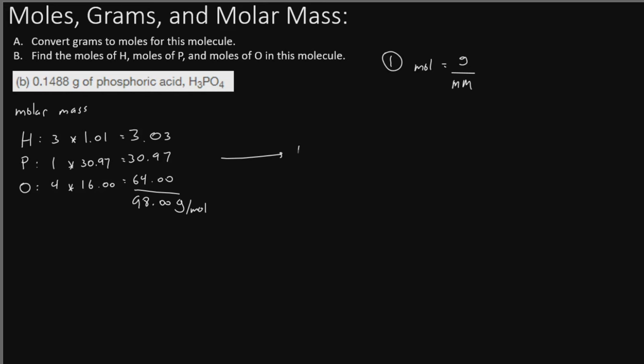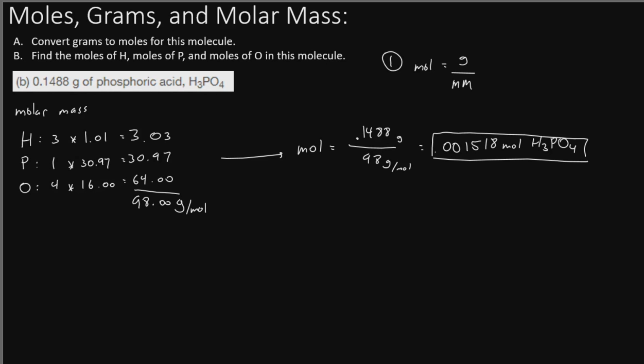Now, let's use this to find our moles. Our grams were given to us as 0.1488. Our molar mass is 98 grams per mole. Now, we do the division. We'll end up with 0.001518 moles of H3PO4.